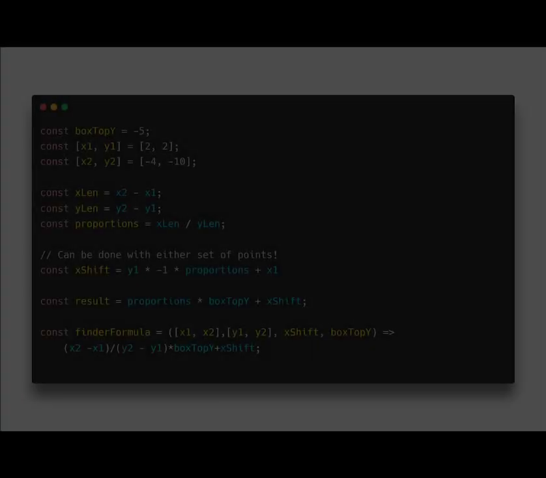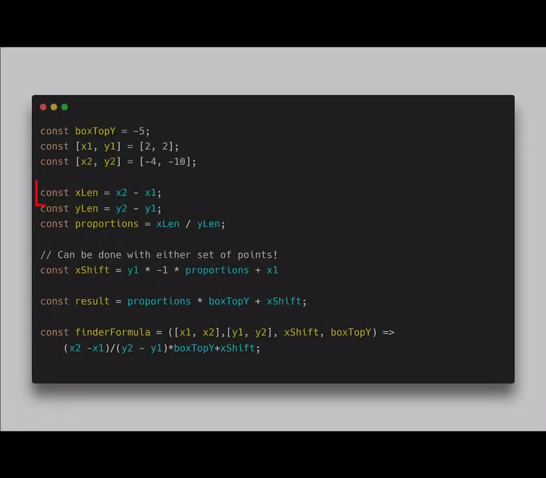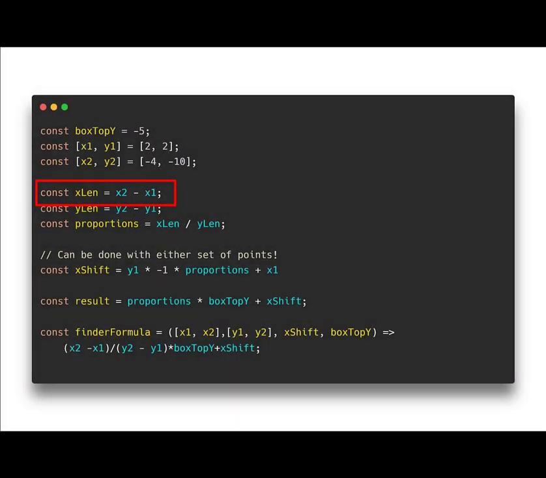So let's bring this back to JavaScript for a moment. We have the same code we had before, the box top y, x1, y1, x2, y2. We found the length with x length equals the subtraction, the difference between the x, and the y length equals the subtraction between those, and the proportions were found, and that is correct. But we do need to find out how much we're going to shift x by. And so we can do this with, you could do it with any set of points, but we just put them back into our formula, y1 times -1 to make it negative, times the proportions plus x. And that's what we just found out just a second ago with our algebra.